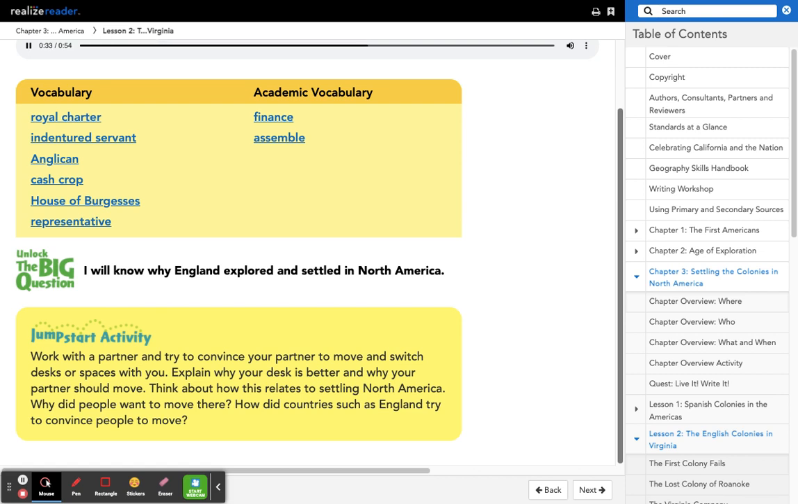Jumpstart activity. Work with a partner and try to convince your partner to move and switch desks or spaces with you. Explain why your desk is better and why your partner should move. Think about how this relates to settling North America. Why did people want to move there? How did countries such as England try to convince people to move?